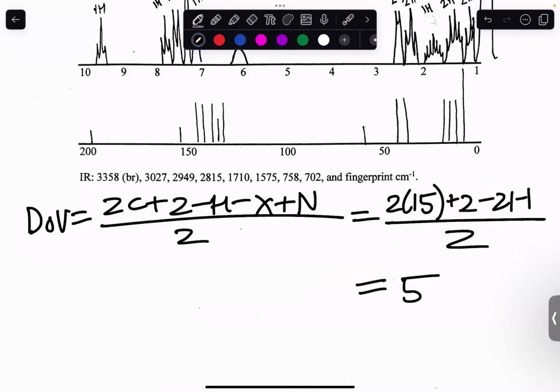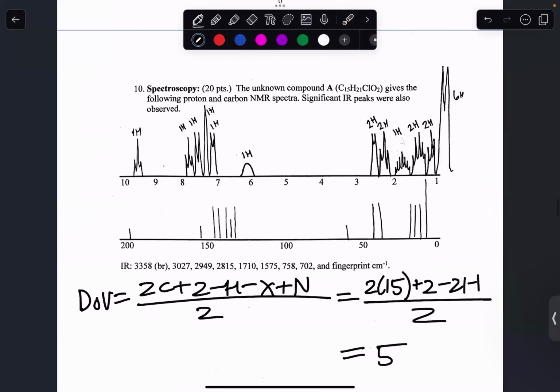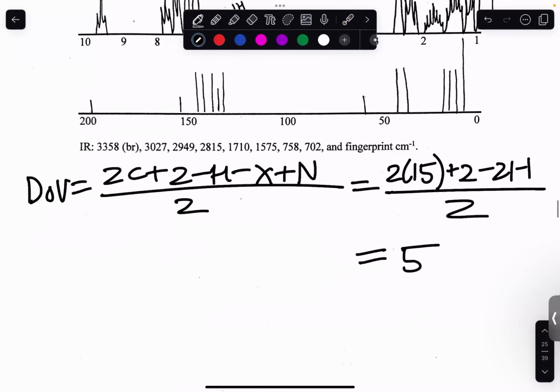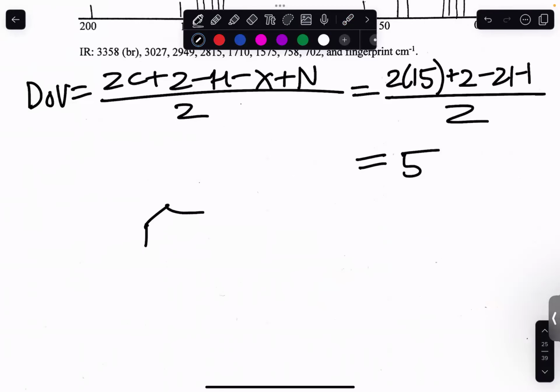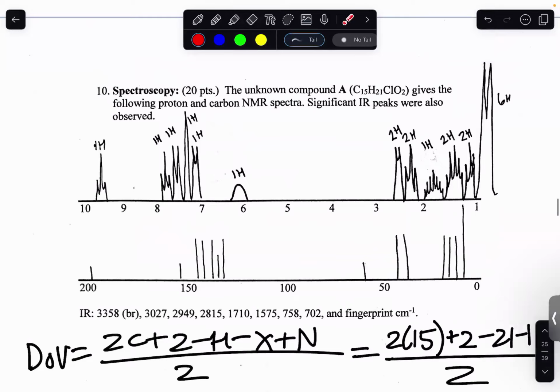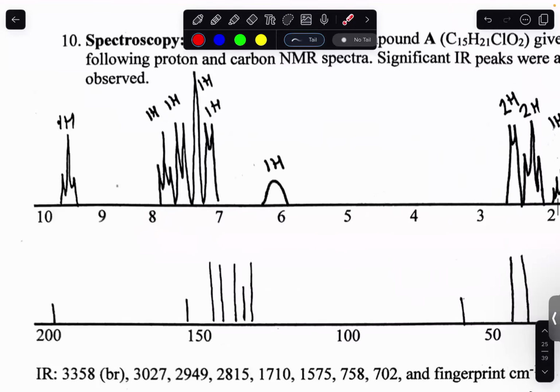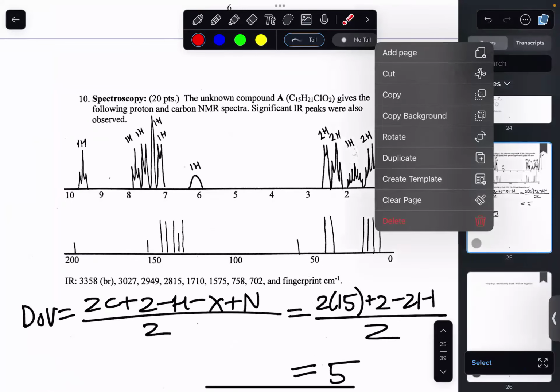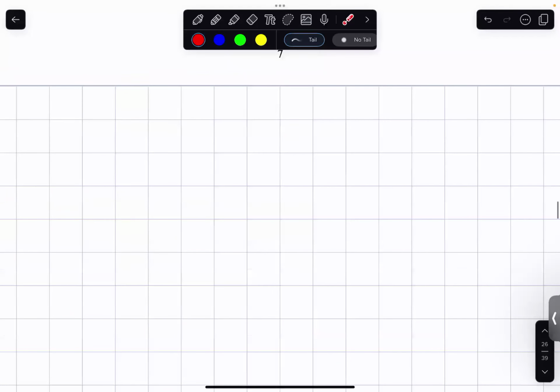Yeah. 5 DOU. So we have at least 4 DOU, which means that I think we have a benzene ring somewhere in the structure, right? Because a benzene will have 4 DOU, 3 double bonds and 1 ring. 3 plus 1 is 4. 4 DOU. And the benzene hydrogens are going to be between 6 to 8, right?